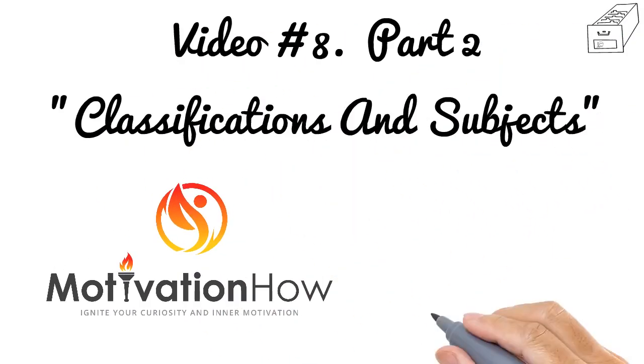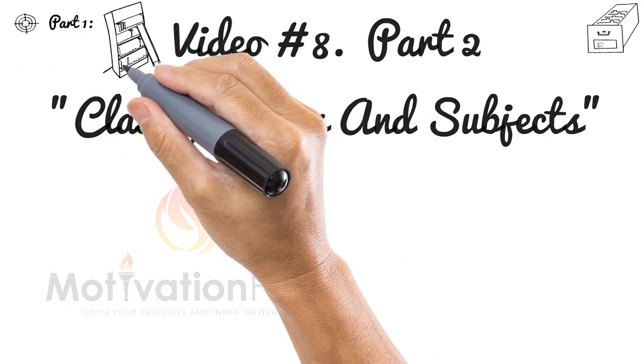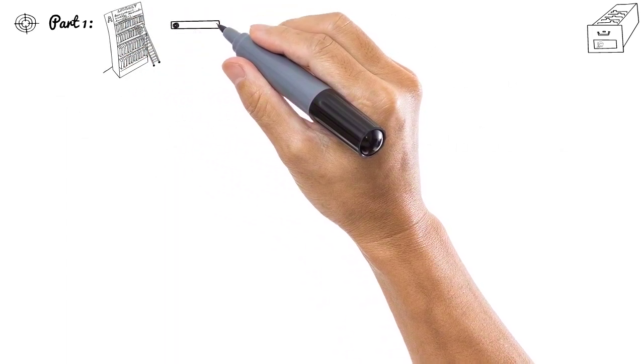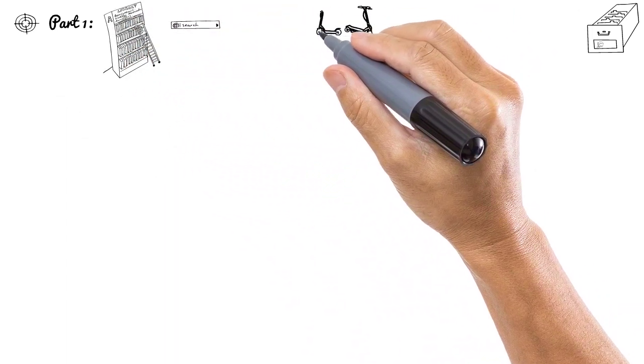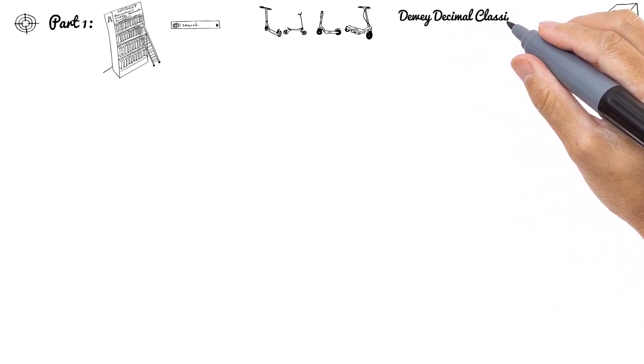Hello everyone! In the first part of our classification and subjects topic, we discussed how to effectively navigate thousands of books, and how classification helps with that. We also talked about one of the most popular in the USA, the Dewey Decimal Classification.